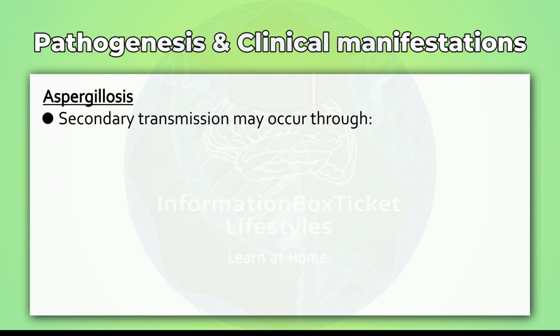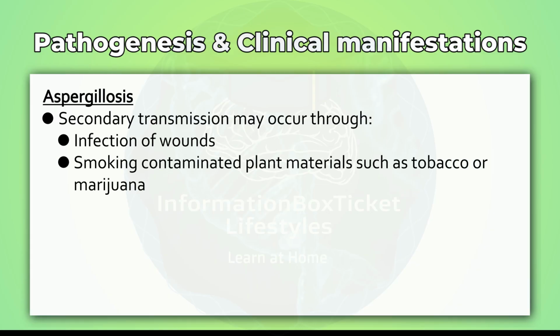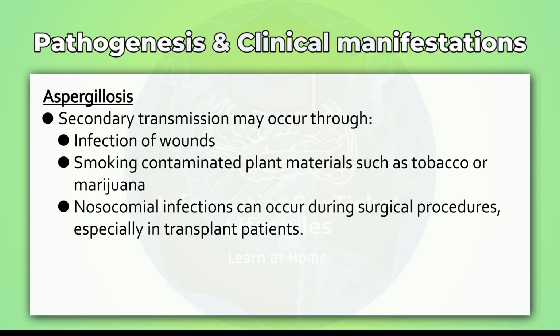Secondary transmission may occur through infection of wounds. Smoking contaminated plant materials such as tobacco or marijuana. Nosocomial infections can occur during surgical procedures, especially in transplant patients.